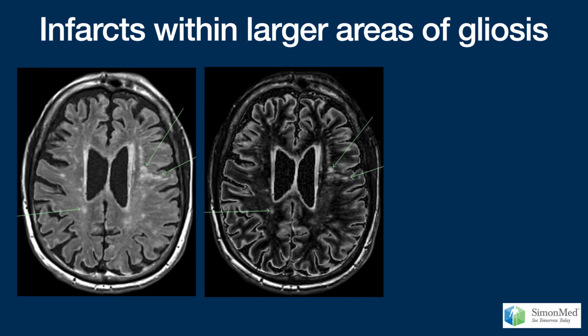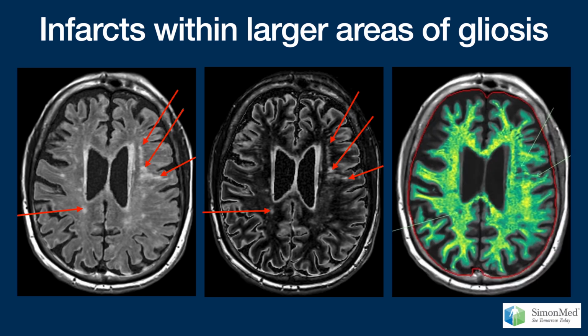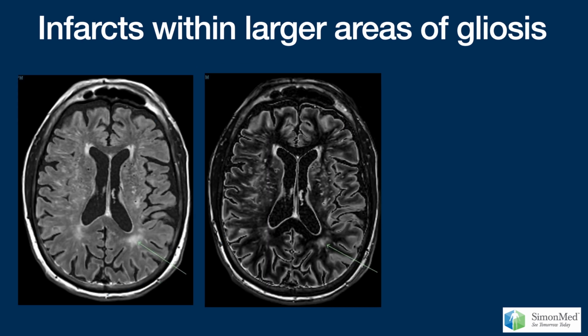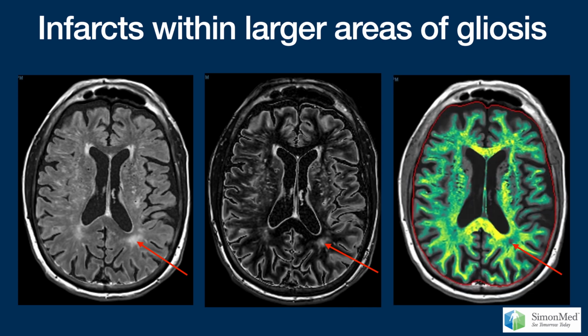FLAIR and DIR show multiple lesions, but the myelin content is variable. FLAIR and DIR show a larger deep parietal lesion. The center has no myelin. The periphery has moderate myelin loss.